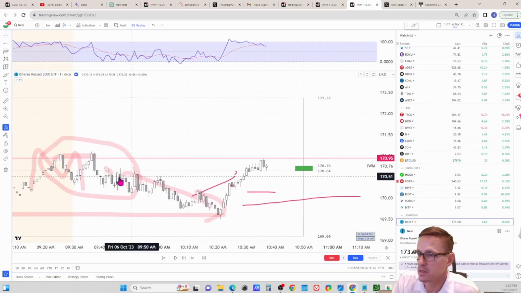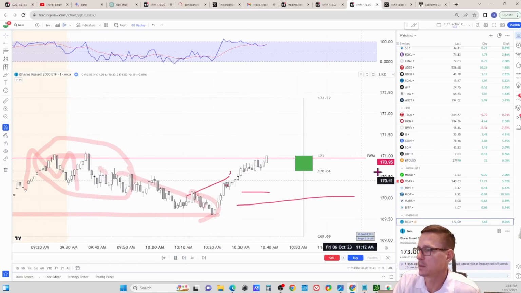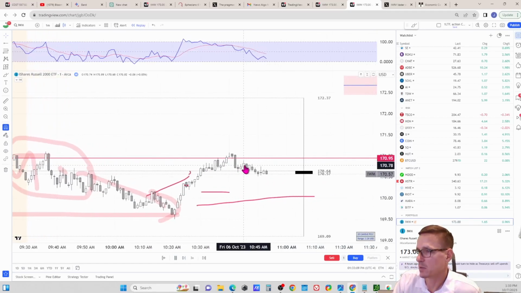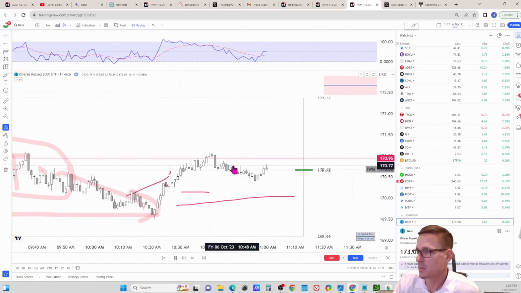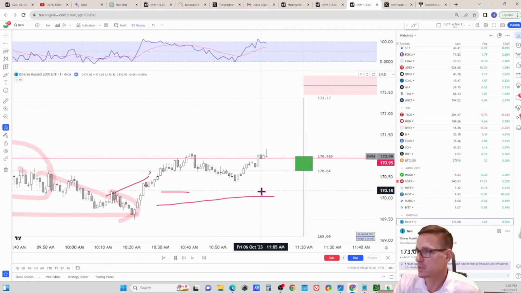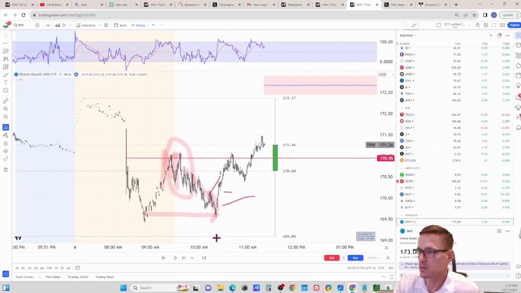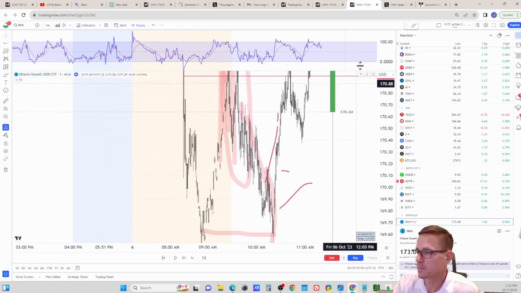And sure enough, it ran up, came down. I'd still be in it, and I probably would have got stopped out right there. So I would have made some money. Man, this thing chopped. I think I have my scaling wrong. Let's do this. Yeah, I do.